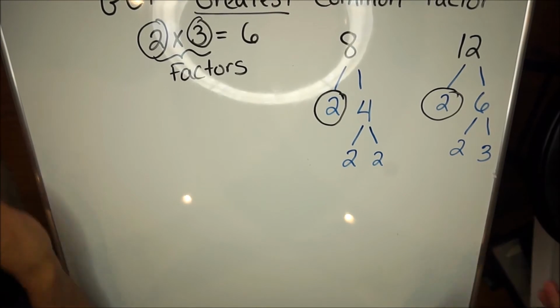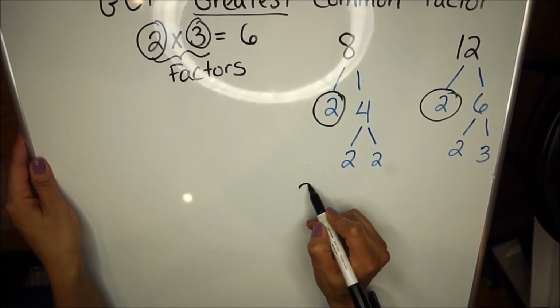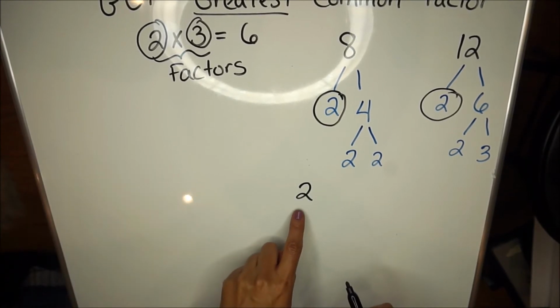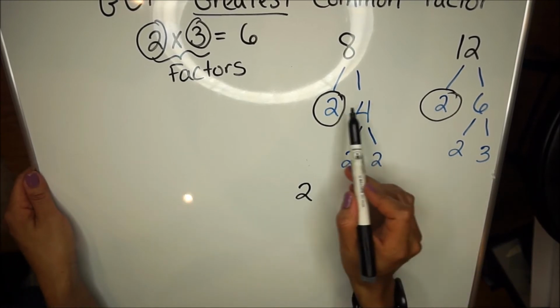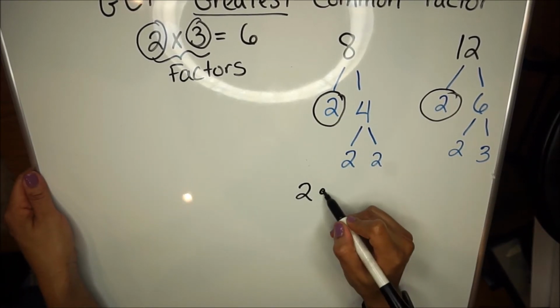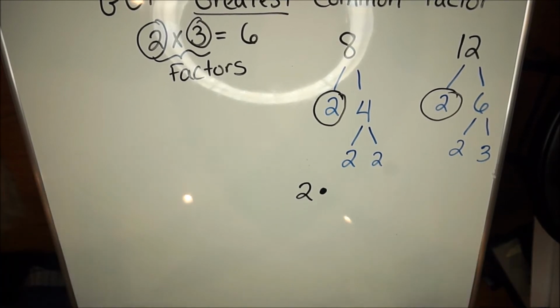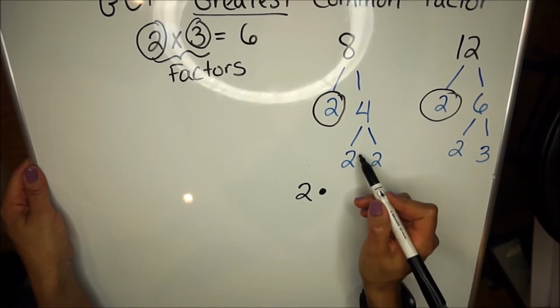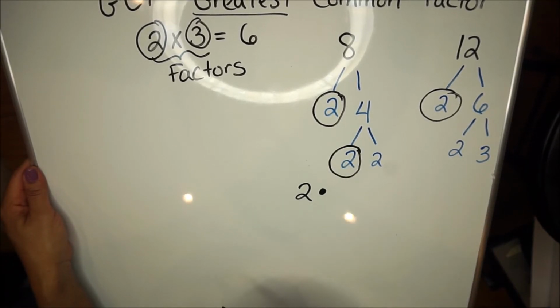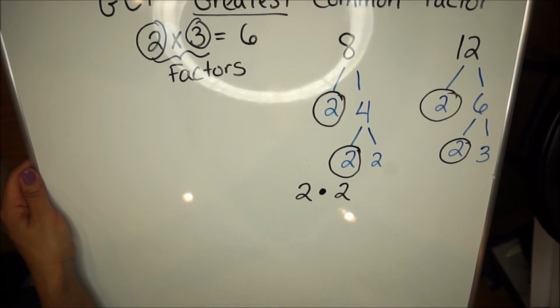So once I find a pair, I'm only going to write it once. So I'm going to go ahead and write my 2 only once. I'm not going to write it 2 times because I only have one pair of 2. This is my multiplication symbol. I'm going to put that there. Then I'm going to go ahead and see if I have another matching pair of numbers. Well, I have 2 here for 8 and I have another 2. That's one pair. I'm going to go ahead and write just one number 2 here.